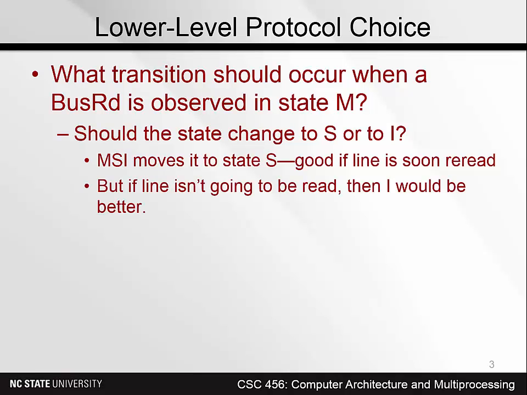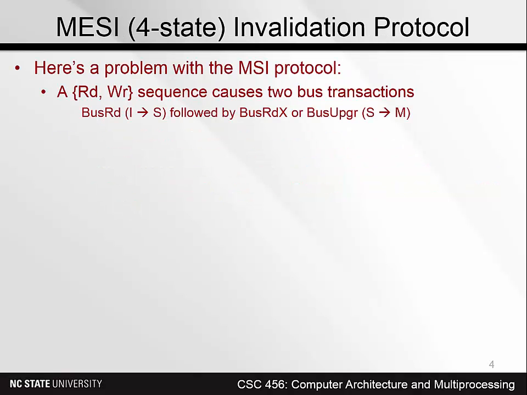But suppose the data is read and updated by a lot of processors. This would be the case, for example, if a group of processors are adding to a global sum. In this case, it would be better if the line state were set to I. This would save a bus read X and an invalidation when the next processor writes the line. Here's another way we might tweak the MSI protocol.